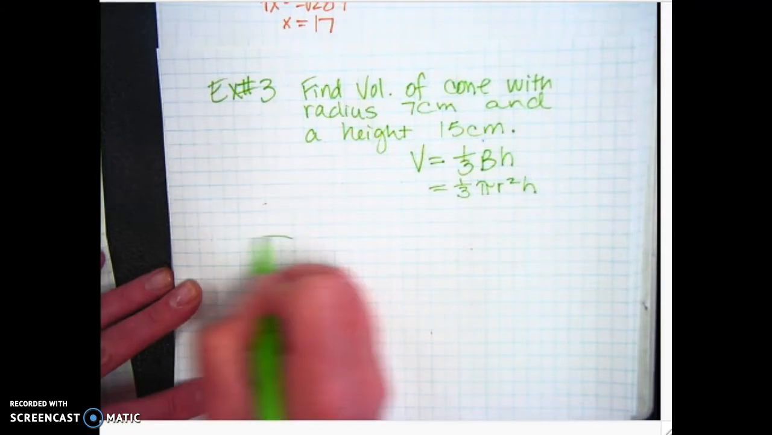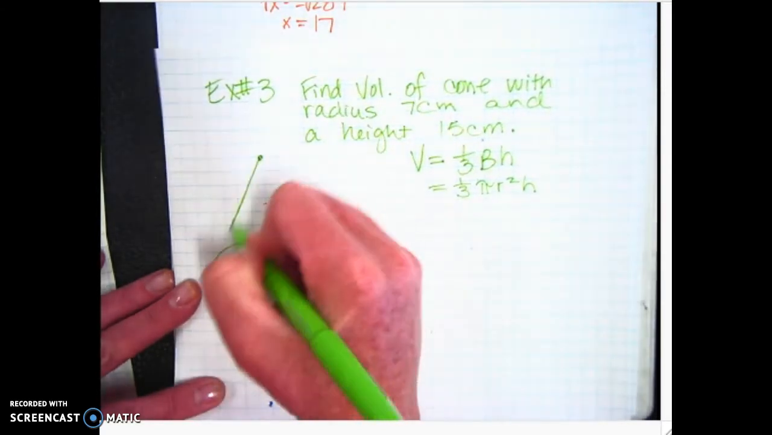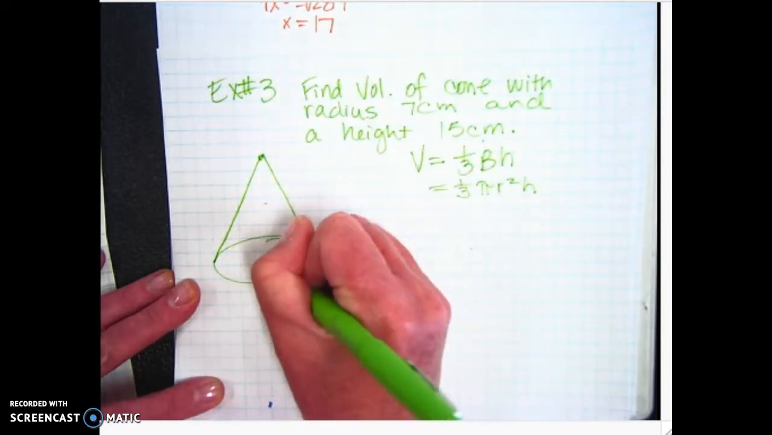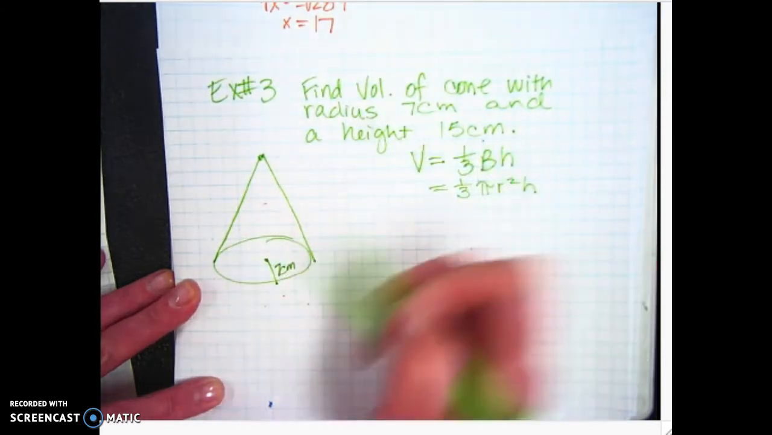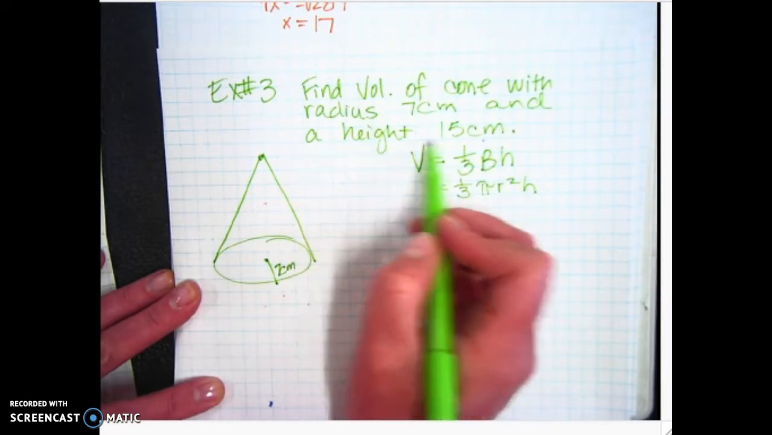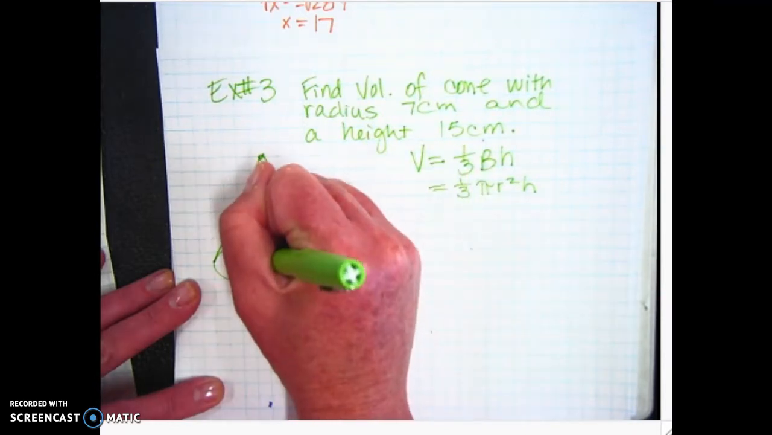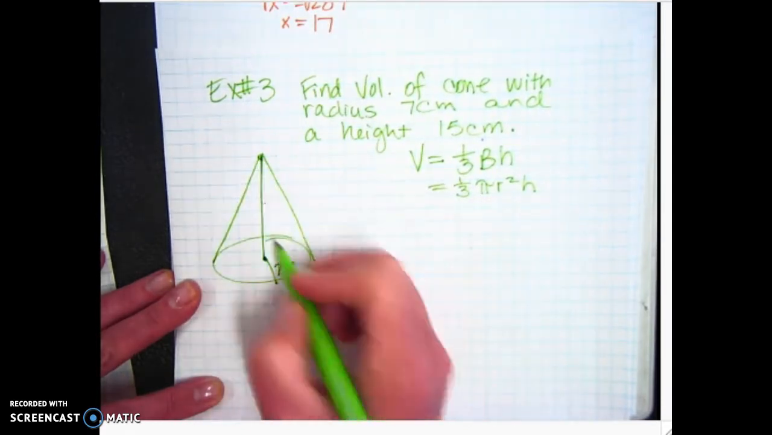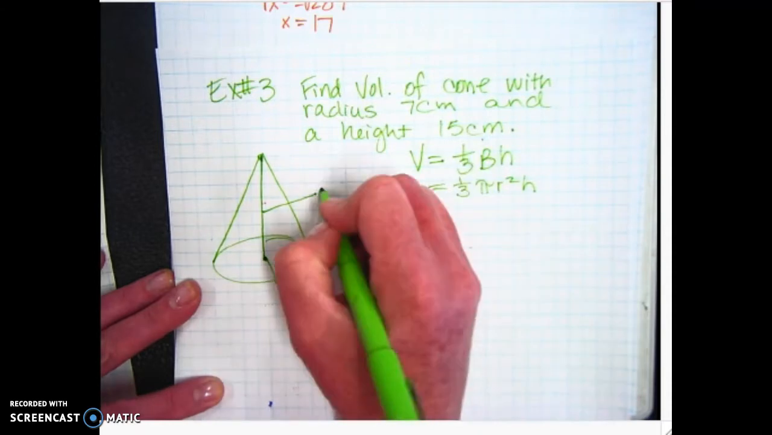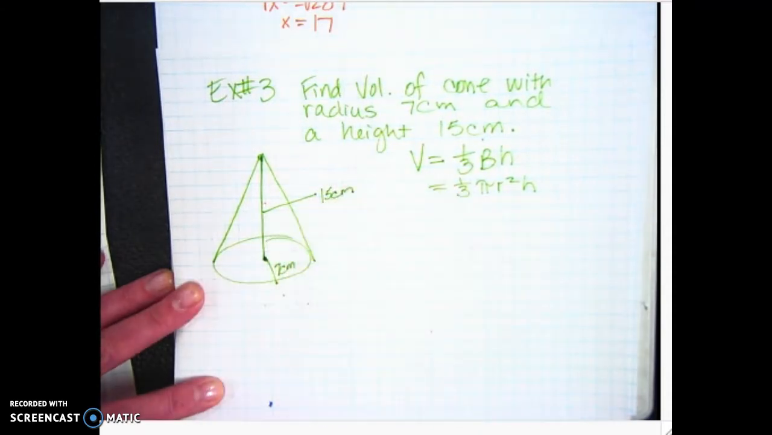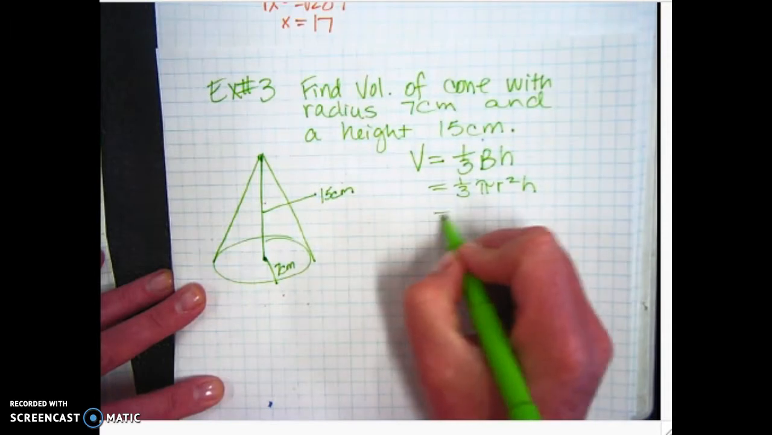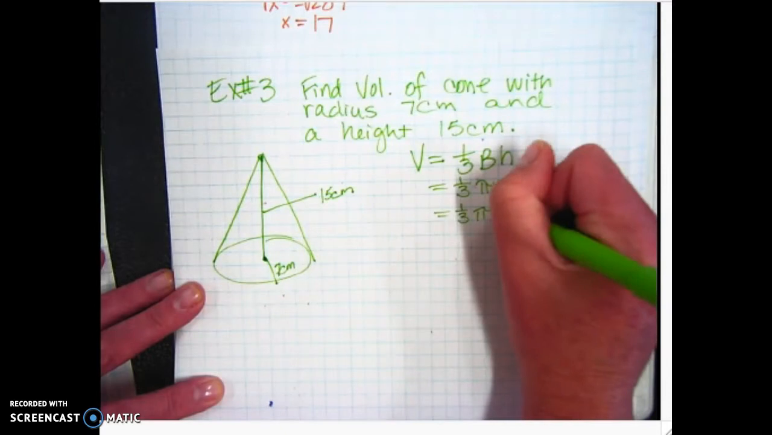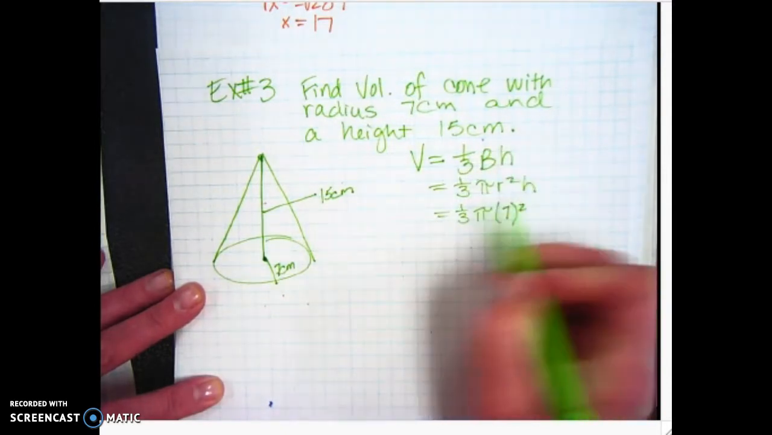But let's draw our cone. There's our circular base. So let's draw in a radius of 7 centimeters and a height. Notice it says height, not slant height, of 15 centimeters. So from the center of that circle up to the opposite vertex is going to be, what is it, 15 centimeters. Right, so let's plug our numbers in. We've got 1/3 pi. The radius they gave us is 7, so 7 squared. Height is 15.